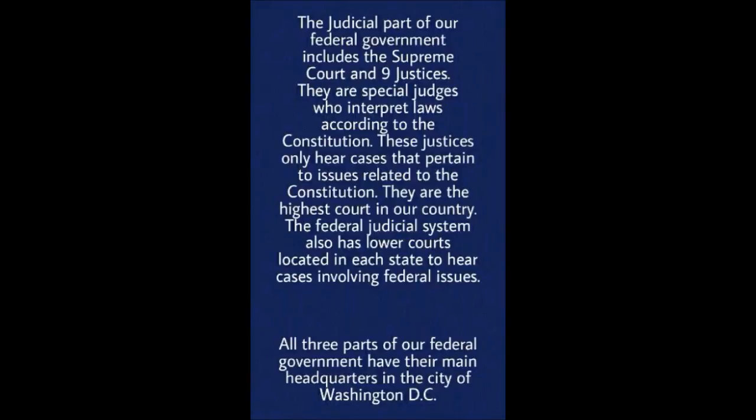The judicial part of our federal government includes the Supreme Court and 9 justices. They are special judges who interpret laws according to the Constitution. These justices only hear cases that pertain to issues related to the Constitution. They are the highest court in our country. The federal judicial system also has lower courts located in each state to hear cases involving federal issues. All 3 parts of our federal government have their main headquarters in the city of Washington, D.C.